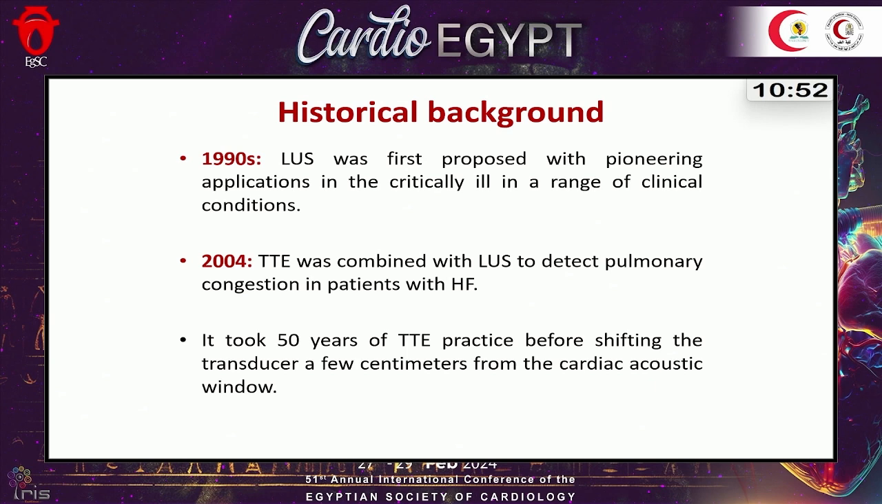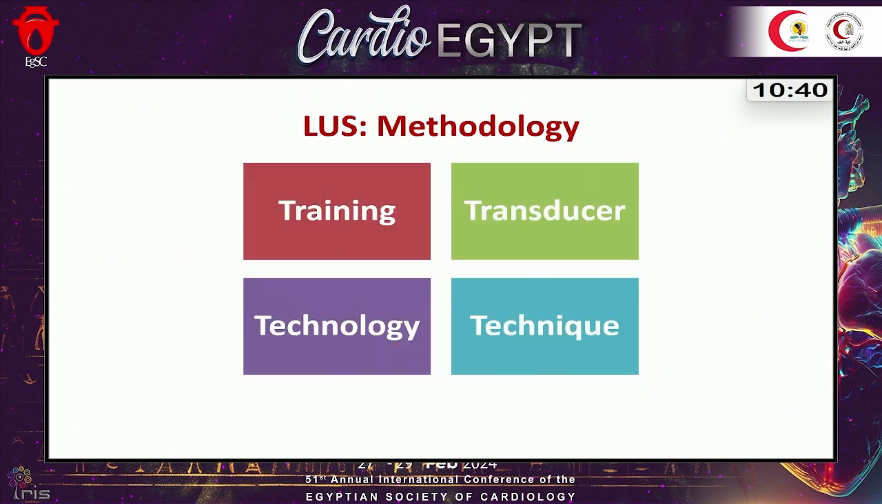It took like 50 years of transthoracic echo practice before shifting the transducer just a few centimeters from the cardiac acoustic window to examine the lungs. So lung ultrasound requires training, proper transducer, technology, and the know-how, which is the technique.